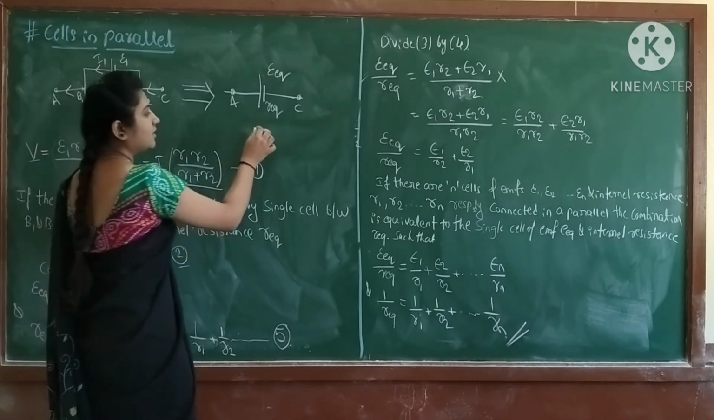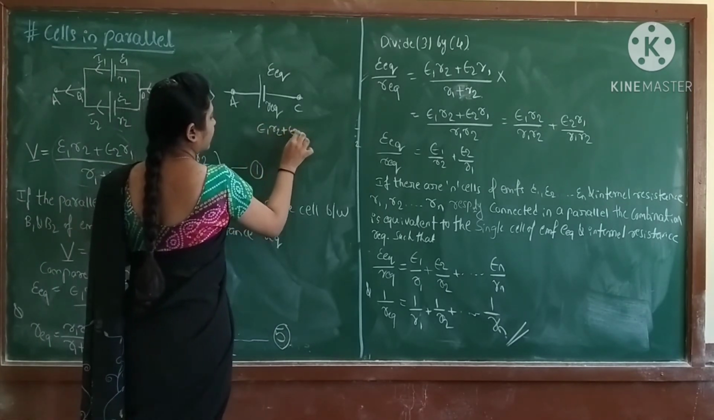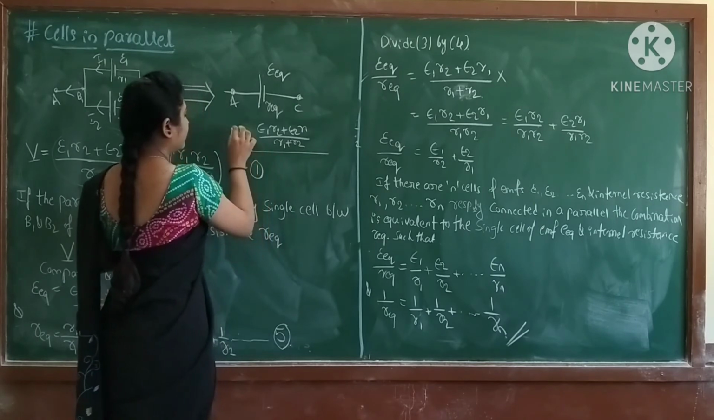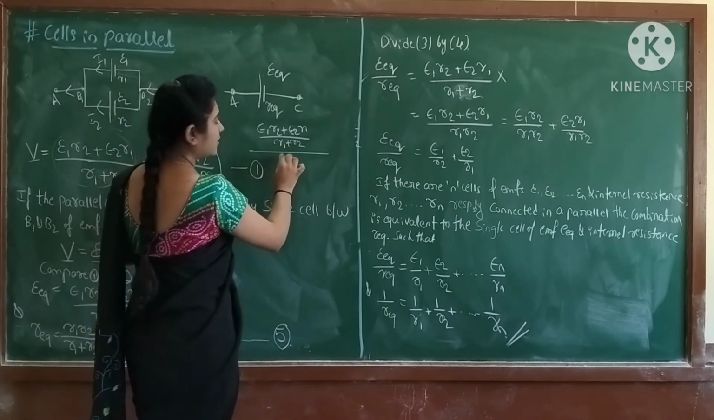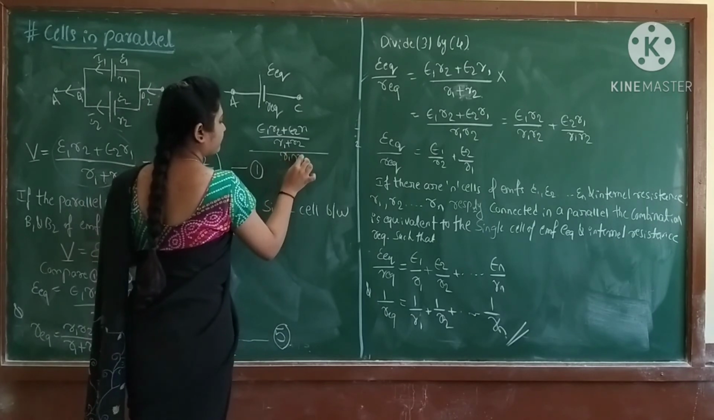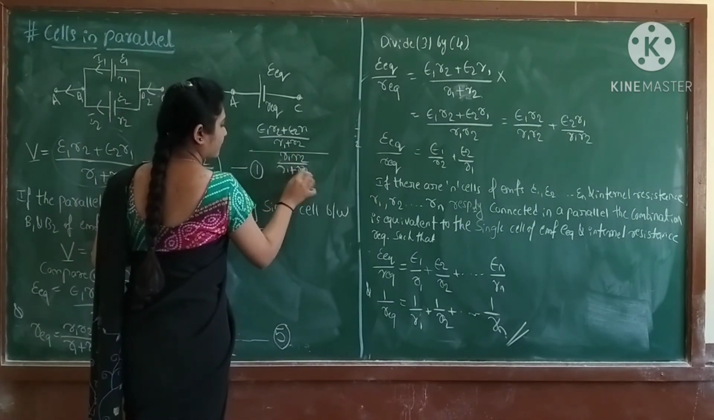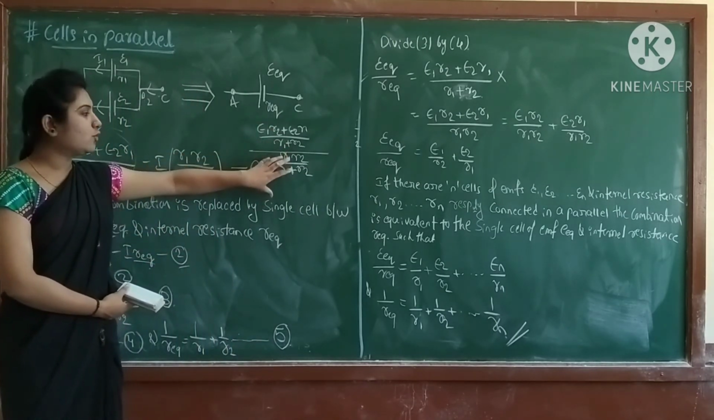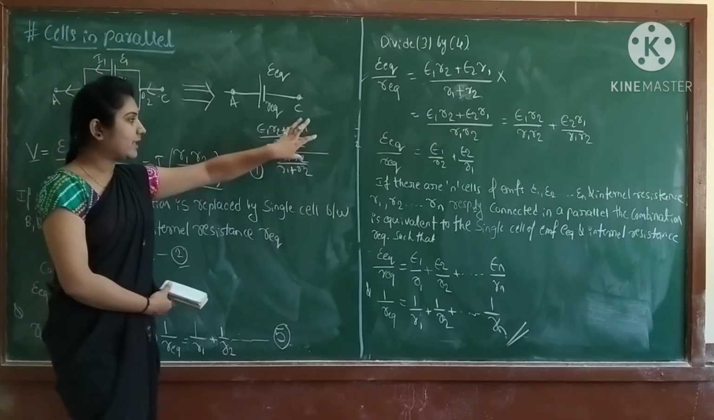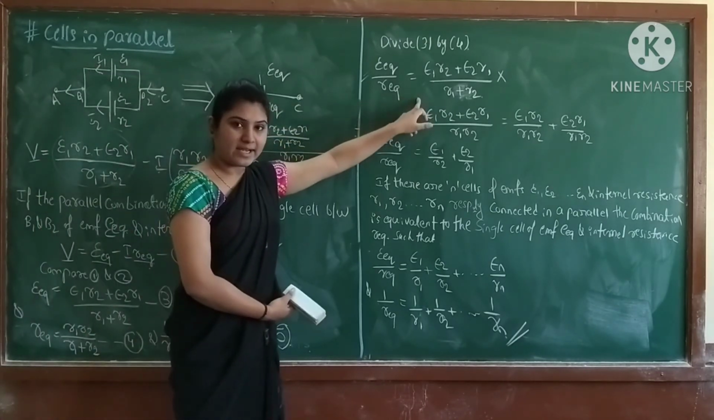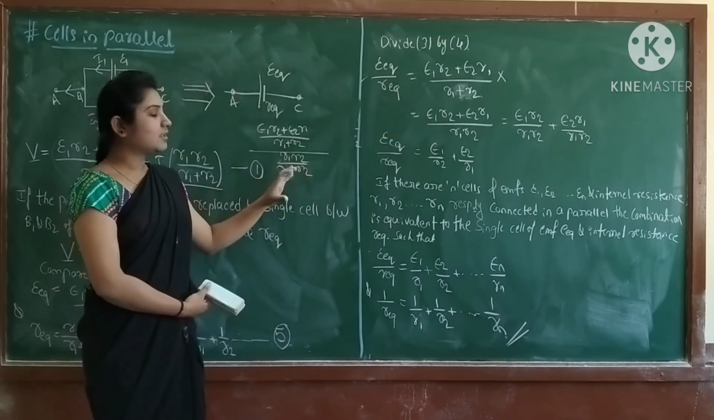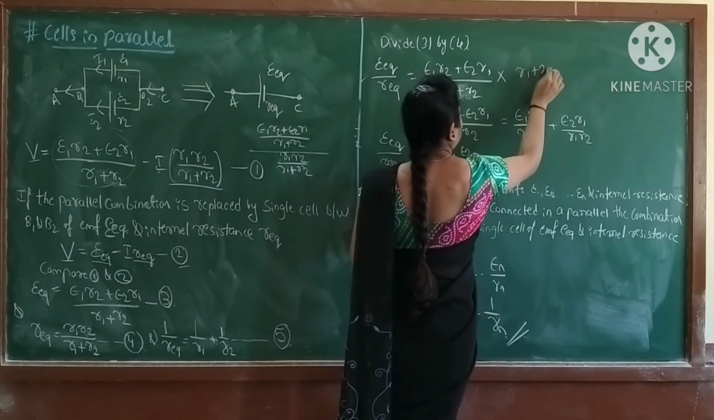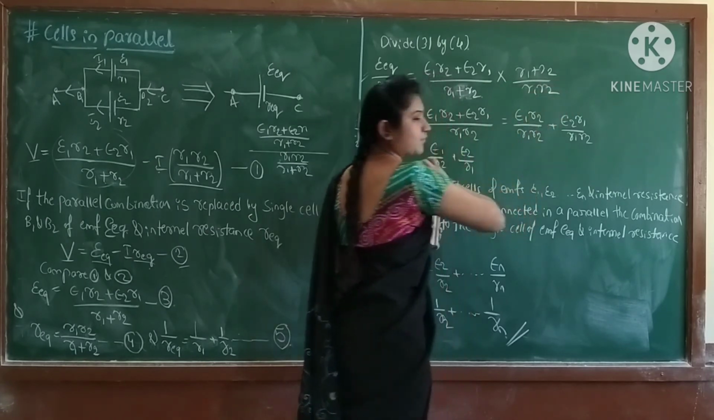So what will you get? Just consider E1 R2 plus E2 R1 divided by R1 plus R2, whole divided by, first this one, E equivalent, I will write. Then it changes. So what will happen? R1 plus R2 and R1 into R2. Understood?